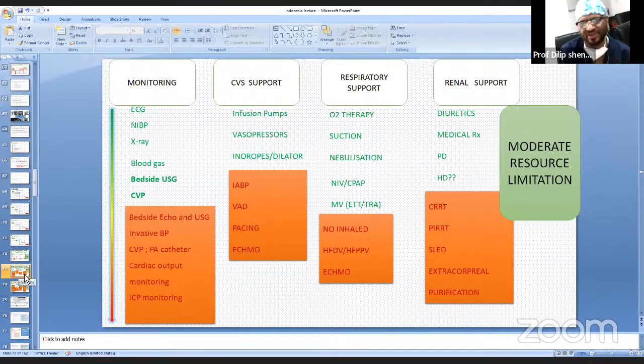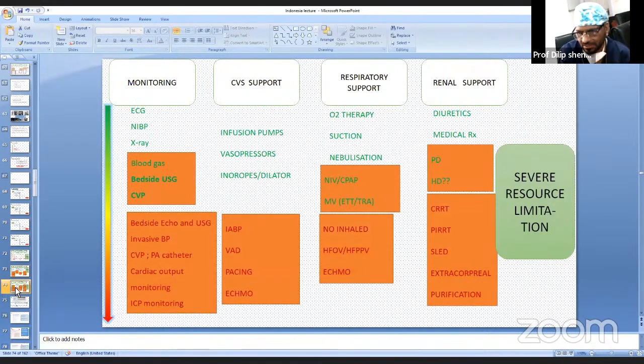So that is a setup where there is no resource limitation. Moderate resource limitations: they may not have water available in a day. They may not have bedside USG, they may not be having IABP, they may not be having inhaled nitric oxide, they may not be having CRRT, SLED, or extracorporeal support.